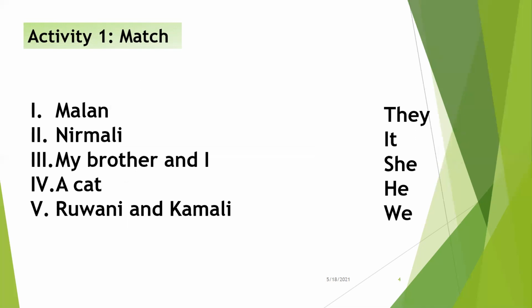Marlon. What is the suitable pronoun? He. Nirmali. Nirmali is a girl. Then she. My brother and I.